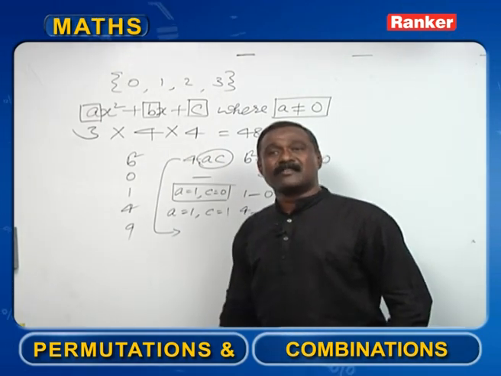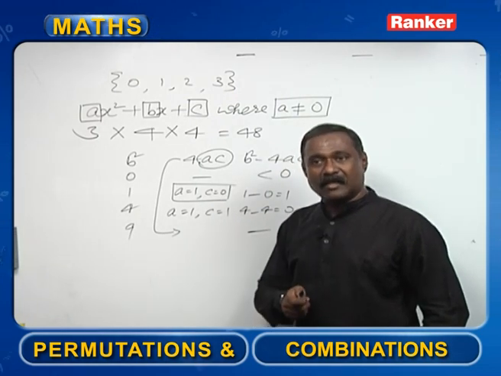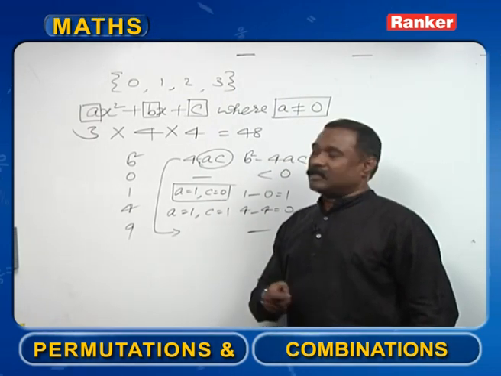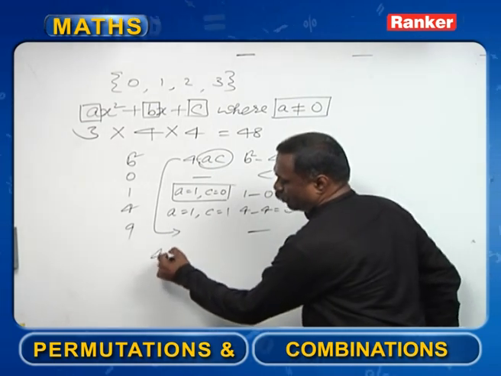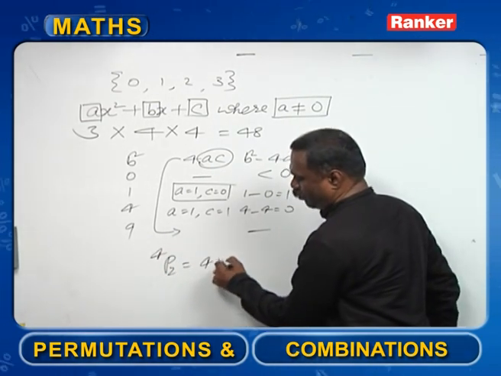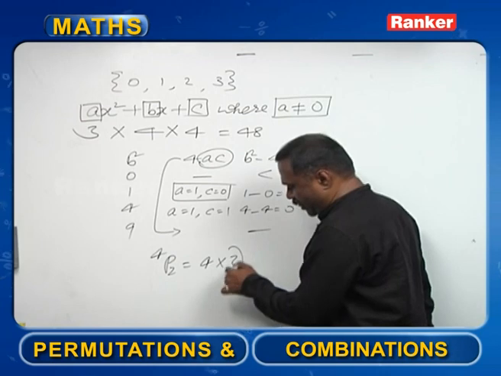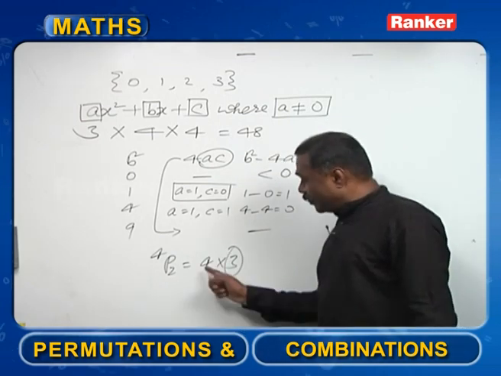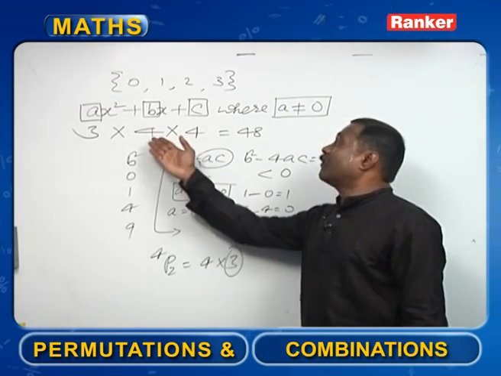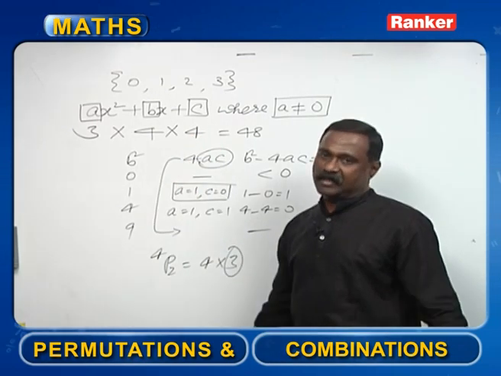What you are doing is you are not repeating. That means you understand. 4P2 is nothing but 4 into 3. Why 3 reduced here? Because repetition is not allowed in this case. But you don't have any such case here. Repetition is allowed.